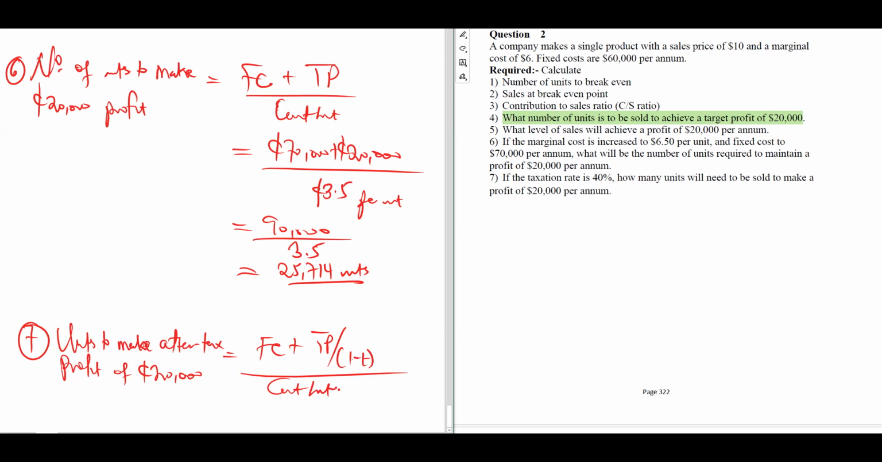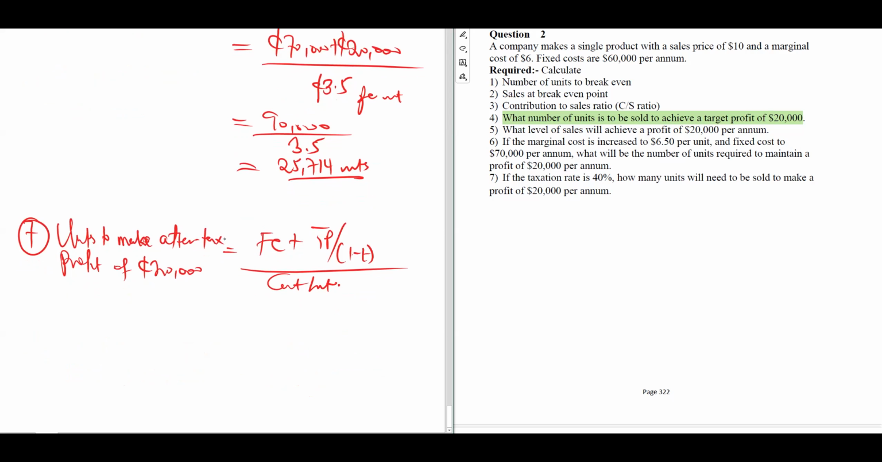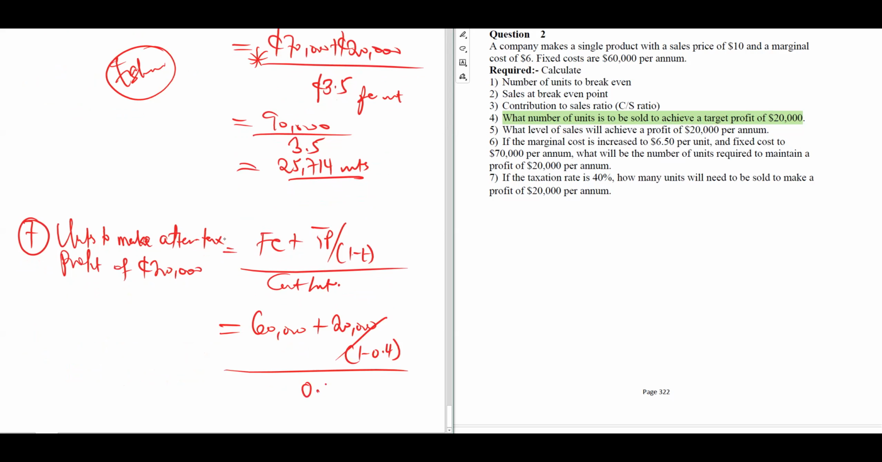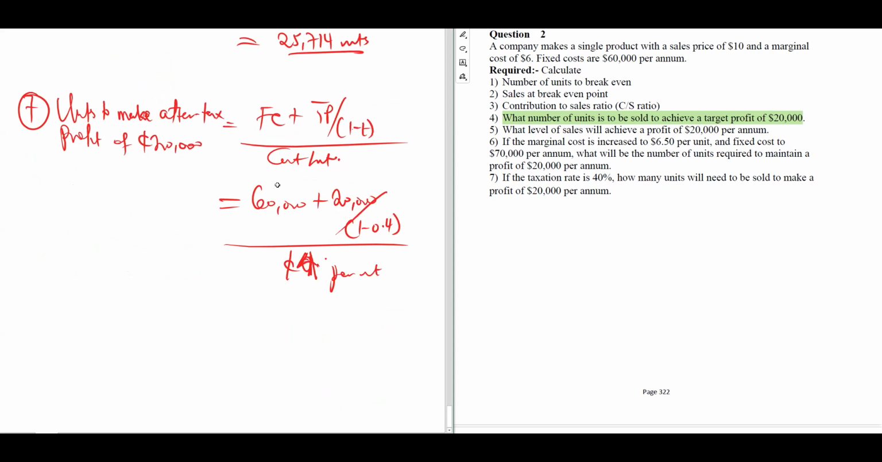But if we want sales, we divide by CS ratio. So here, please don't go with this new fixed cost. This one was just an estimate that they were doing, right? You just continue with the original because they haven't told you this will change. So our original fixed cost was 60,000, right? Target profit we want to make is still 20,000. But this 20,000, I'm going to divide by 1 minus the tax rate of 40%, right? Before I now divide by my contribution of what? And contribution was what? 4 cedis per unit, right? Do you remember it was 4 cedis per unit? Don't go and use the 3.5. That one was just an experiment they were doing. So you maintain the original.